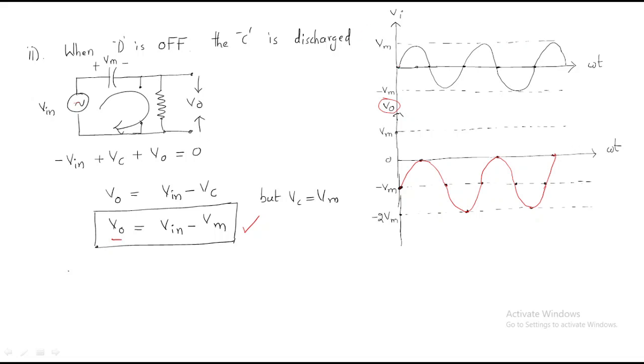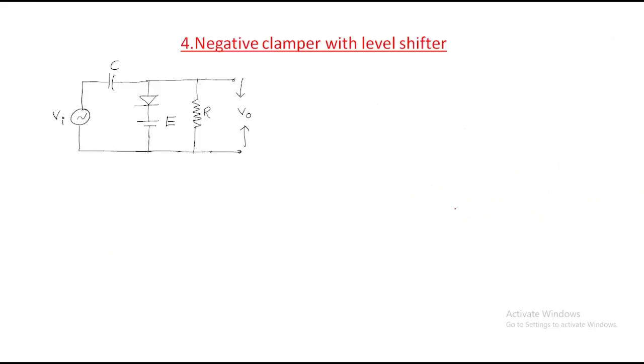That means we are giving a general sinusoidal input voltage, but this is the DC level. This DC level will be shifted to this point. Shifted. That's why it is called the negative clamper. Okay. Next is the negative clamper with the level shifter. Up to now we discussed the negative clamper. Here we are using the level shifter. Just observe the diagram.